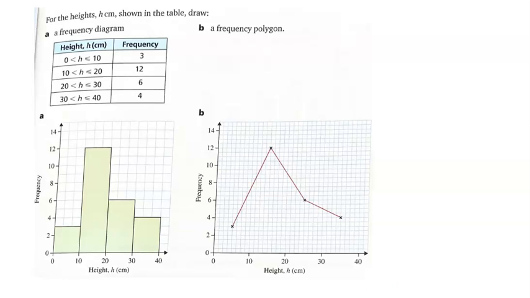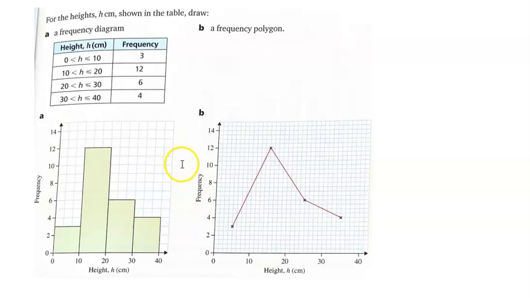So for the heights shown in the table, here is our grouped continuous data. Okay, so that's our grouped data there. It's continuous because, of course, it's between anyone from 0 centimeters less than or equal to 10 centimeters, for example. Okay, so there's the frequency there. Frequency diagram is A, frequency polygon is B.